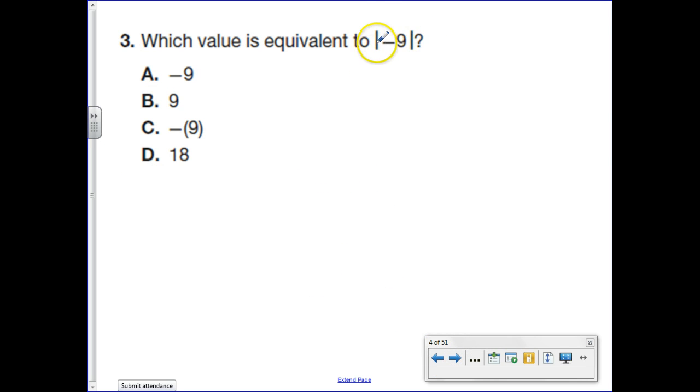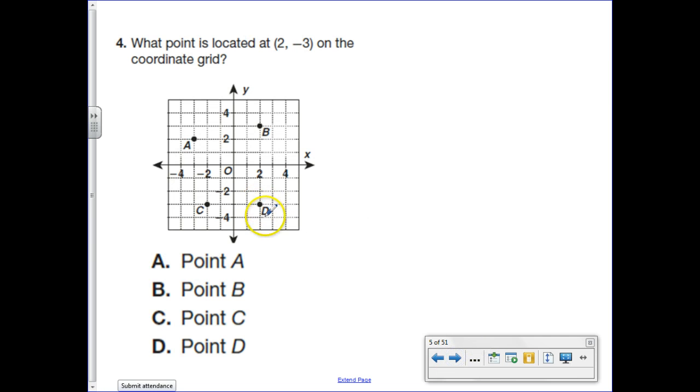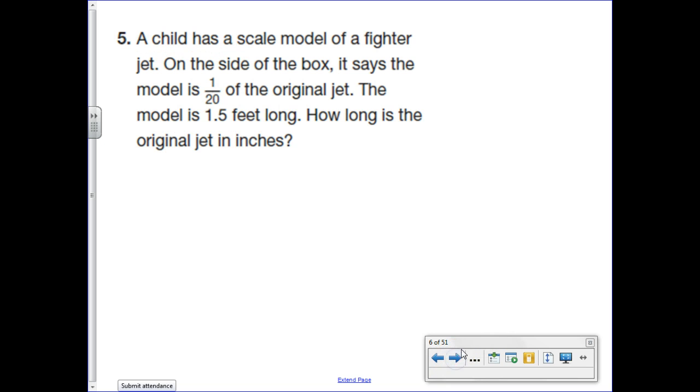On number 3, this symbol means absolute value. The absolute value of something is simply the distance from 0 on the number line. So this one should be positive 9b. And number 4, the last one on this page, the point (2, -3) is located right there at point D. All right, turn the page.